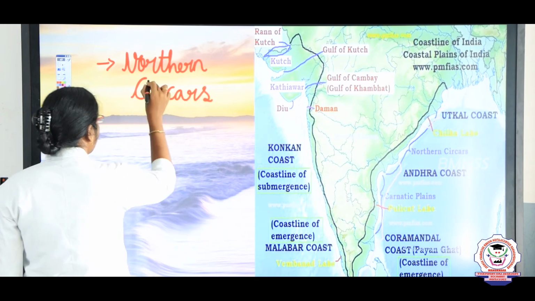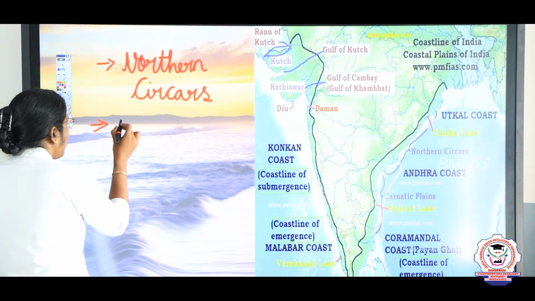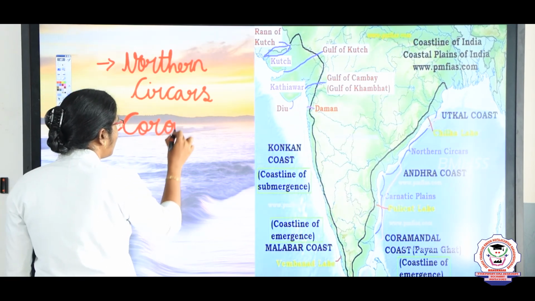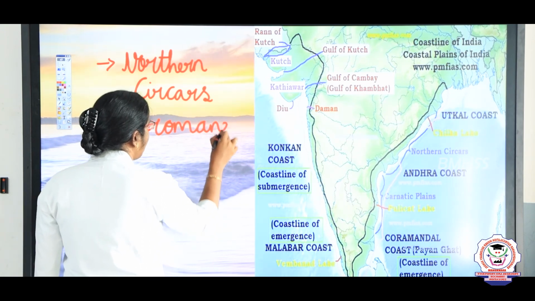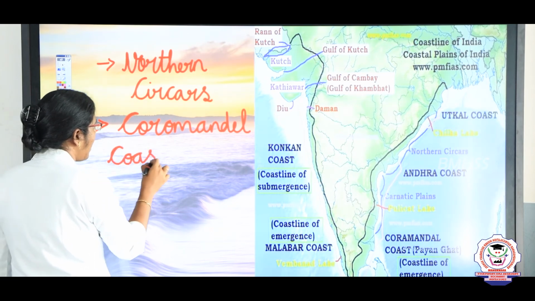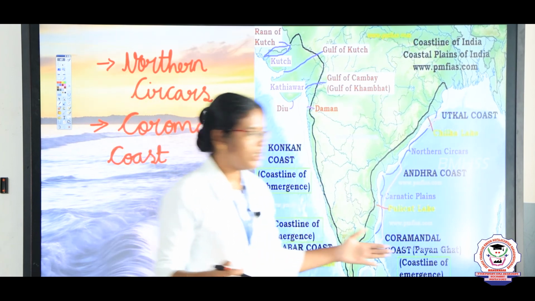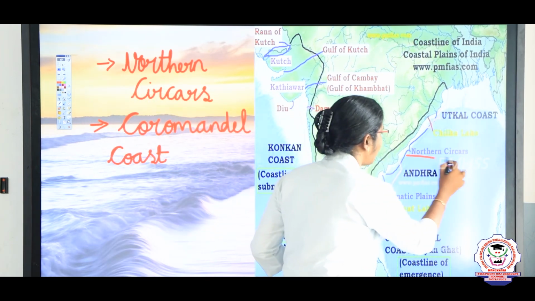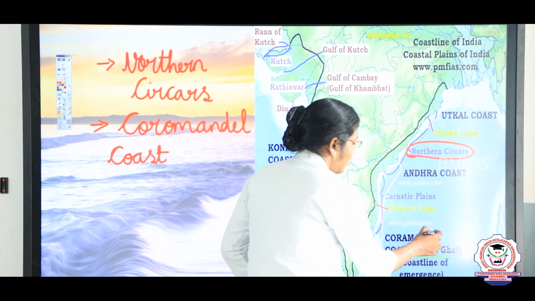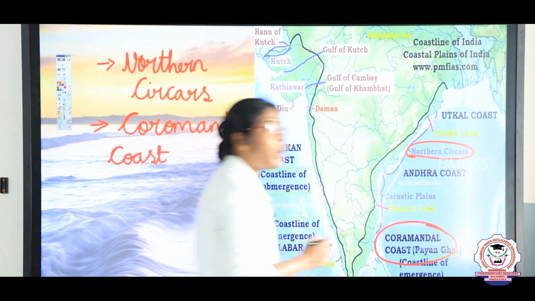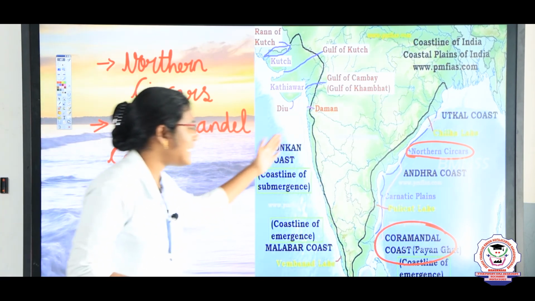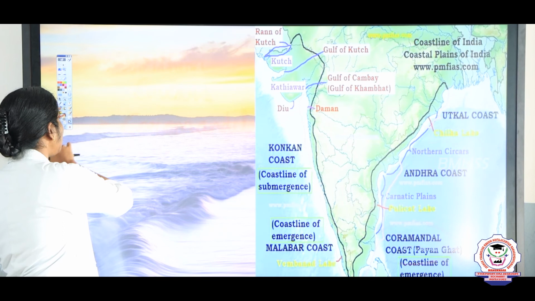C-I-R-C-A-R-S, Northern Circars, and the southern part of the Eastern Coastal Plain is said to be the Coromandel Coast, C-O-R-O-M-A-N-D-E-L, C-O-A-S-T, Coast. So yes children, the northern part of the Eastern Coastal Plain is said to be the Northern Circars, and the southern part is said to be the Coromandel Coast.